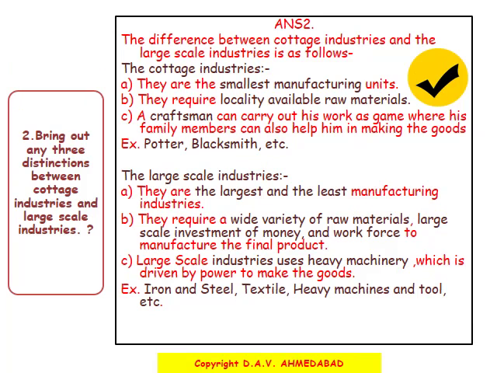Answer number 2. The difference between cottage industries and the large-scale industries is as follows. The cottage industries, they are the smallest manufacturing units. They require locally available raw materials. A craftsman can carry out his work at home where his family members can also help him in making the goods. Example, potter and blacksmith.